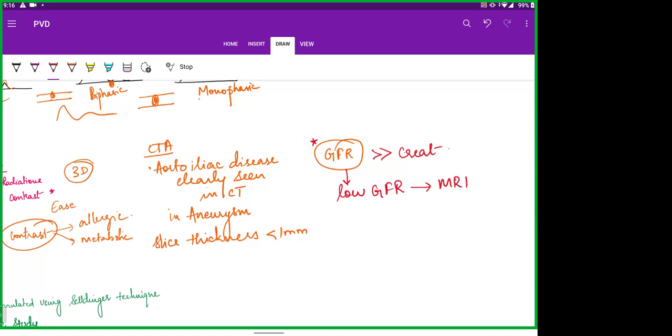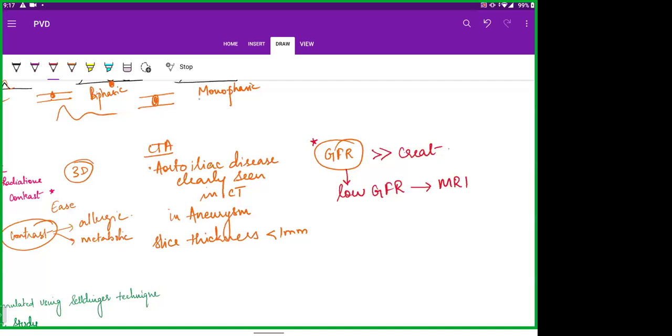If you see in centers where there's a florid vascular department, the radiology will be doing MRIs up to a creatinine of 2, nothing happens. The fact they tell that the patient will get nephrogenic systemic fibrosis, all that is a very, very, very rare thing. So the choice of imaging has to be clinical.